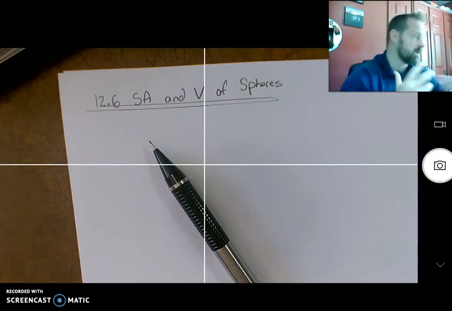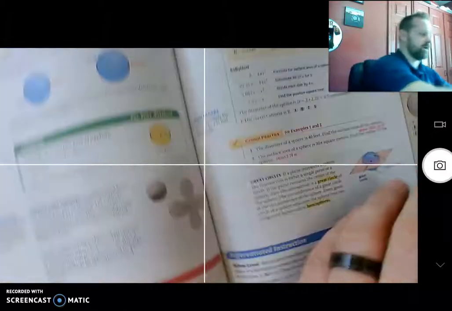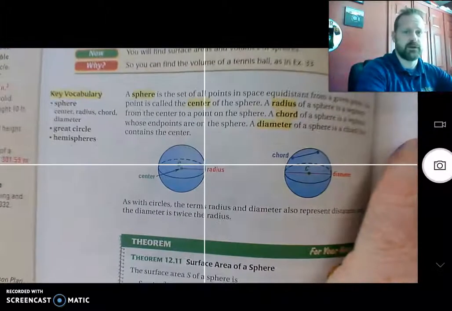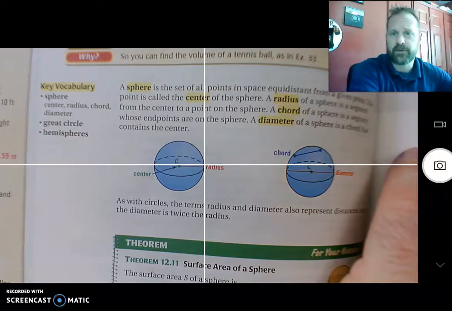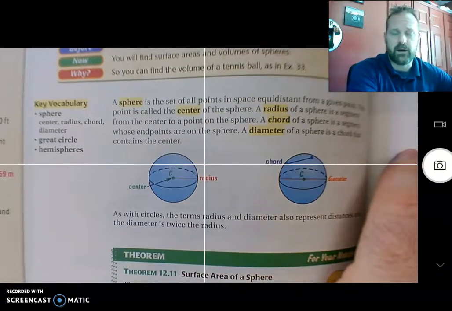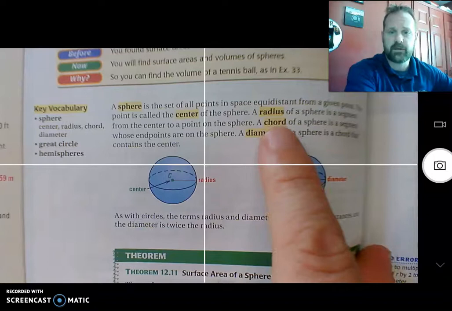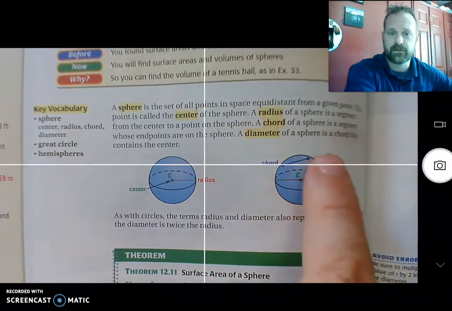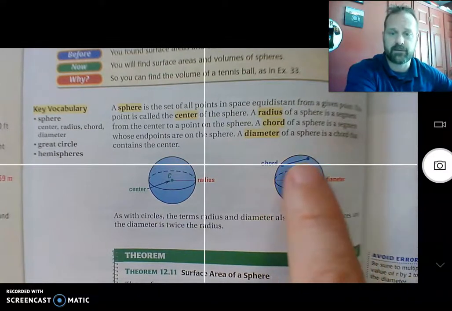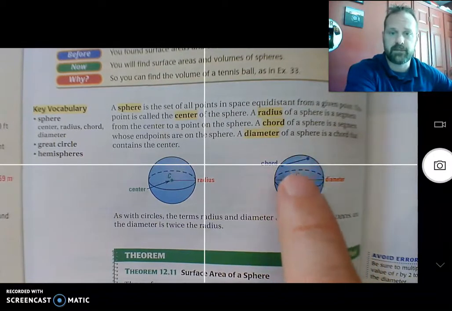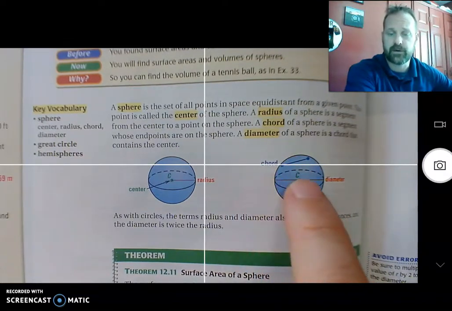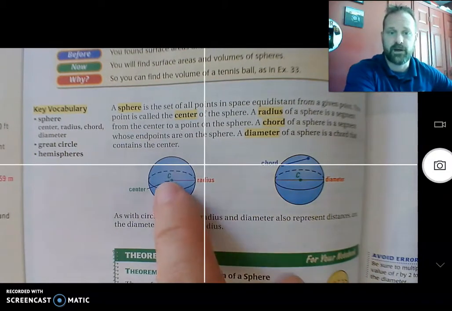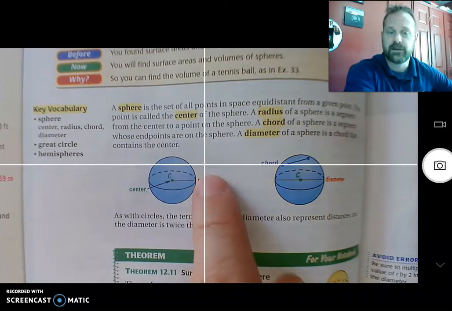Actually, we need to cover some vocabulary. Here in our Larson book, we've got the vocabulary. We didn't cover all of this; we weren't able to cover chapter 10. But a chord has a picture of a chord cutting from endpoint to endpoint. We already know what the diameter of a circle or sphere is: from end to end, but it must pass through the center. The radius is from the center out to the edge.